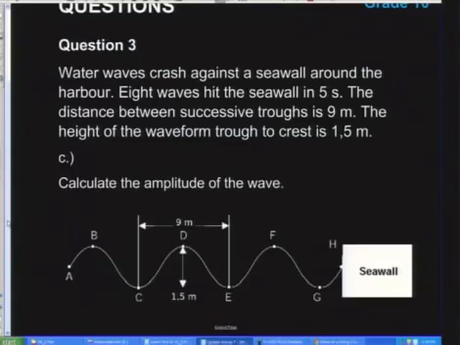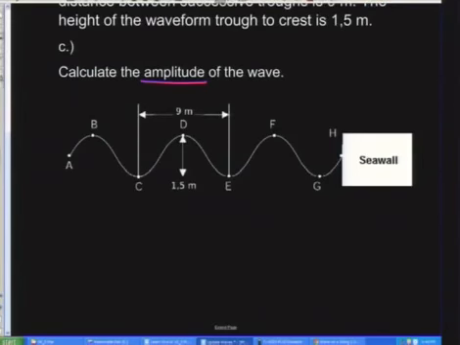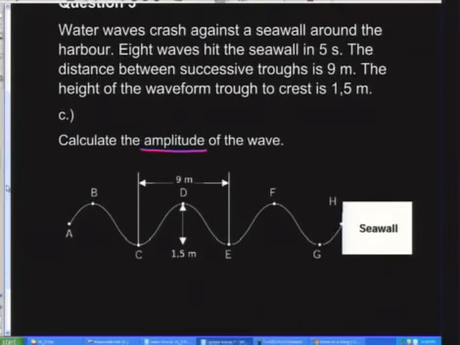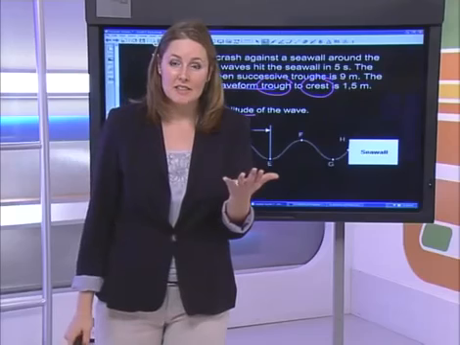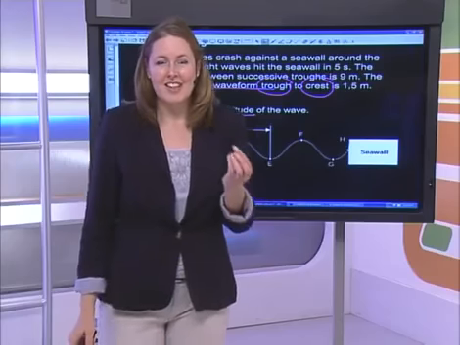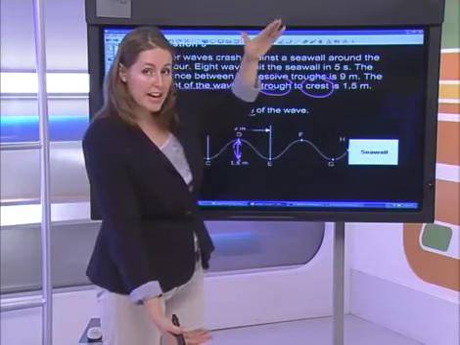Calculate now the amplitude of the wave. They have given us, actually in the text, that the height of the waveform from trough to crest is 1.5 meters. So here we've got it from the trough, the lowest point, through to the crest, the highest point. That is a distance of 1.5 meters. You've got to ask yourself, is that the answer? And the answer is no, it's not. That is the lowest point to the highest point.